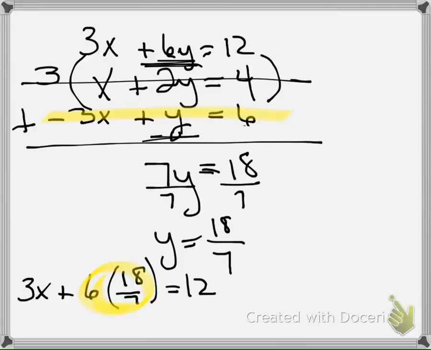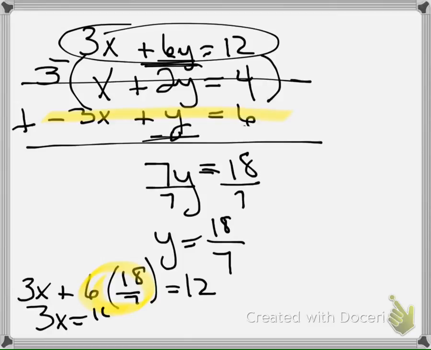108 over 7. Because the original one was x plus 2y equals 4. No, I'm using the top equation. Oh, I'm sorry. I used this equation, and I should have used the middle one. It's okay. I didn't mess it up, so it's going to be right, because I rearranged it correctly. So 3x plus 108 over 7 equals 12.